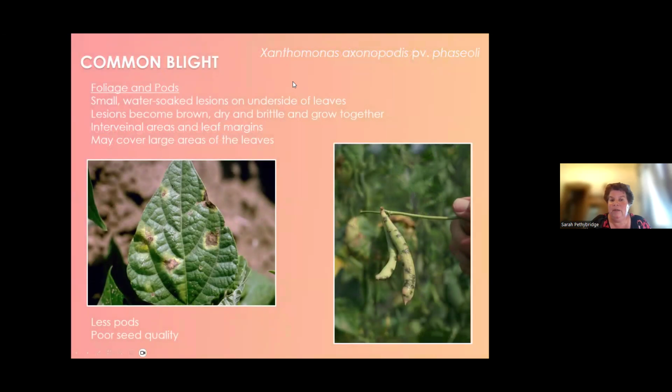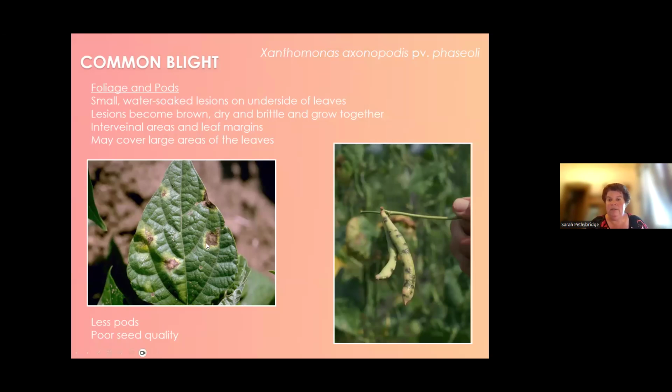Now, you may also encounter common blight, which is caused by a different bacterium. This one's a Xanthomonas. And again, the symptoms occur on the foliage and the pods. They usually start off as small water-soaked lesions on the undersides of the leaves and then progress to those brown, dry and brittle type symptoms that were similar to those other bacterial diseases, but it may cover a larger area of the leaves compared to brown spot, which are usually quite small lesions.